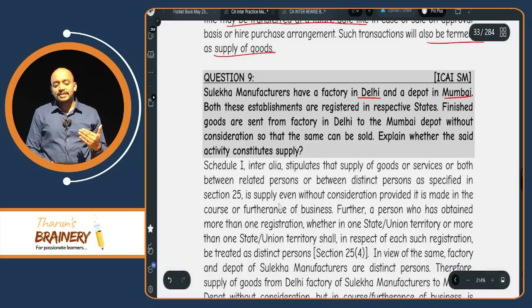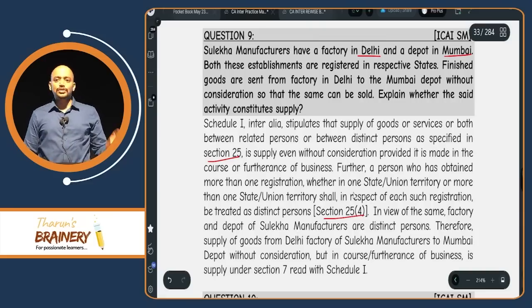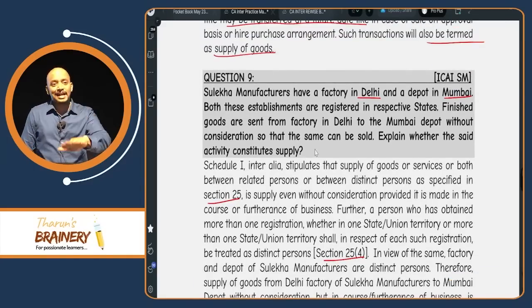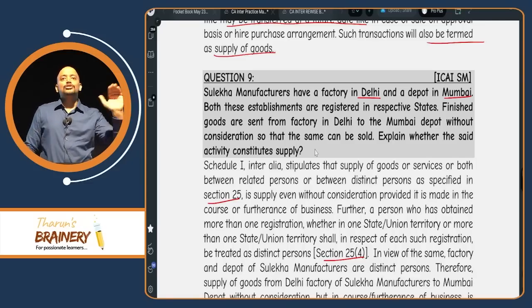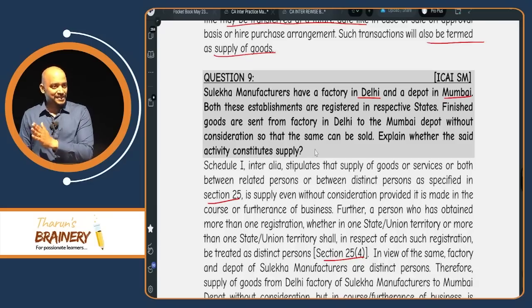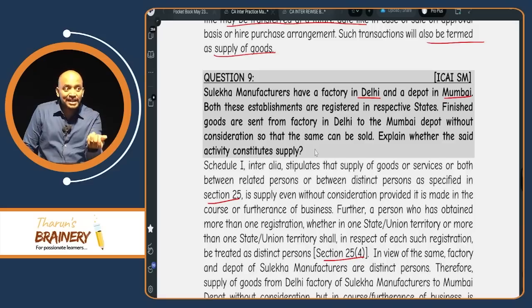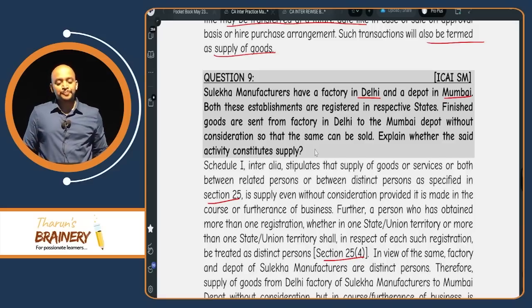So that's why in answers when you see, they are giving the reference of section 25, 25 subsection 4, etc. So you remember this whenever you are writing. So factory in Delhi and depot in Mumbai are treated as distinct persons as per section 25. Also as per section 7 subsection 1 clause C read with schedule 1 of CGST Act, any activity involving goods or services between the distinct persons constitutes supply. Like that we need to write.